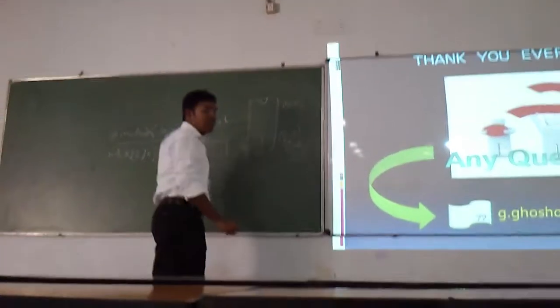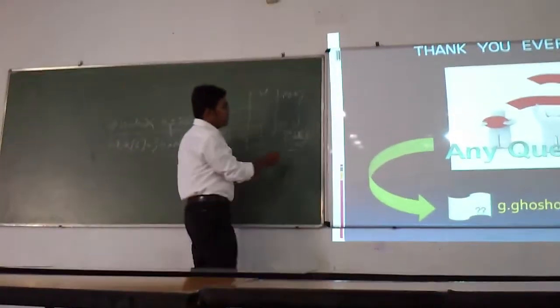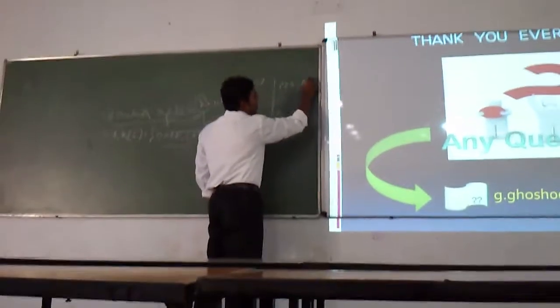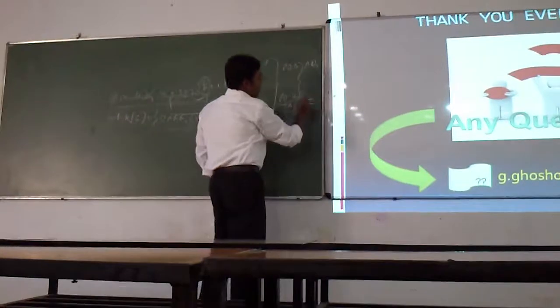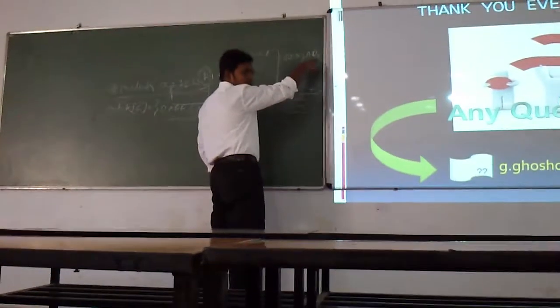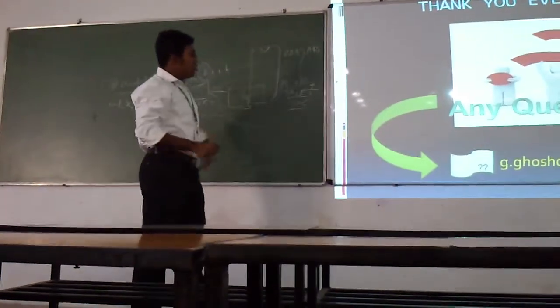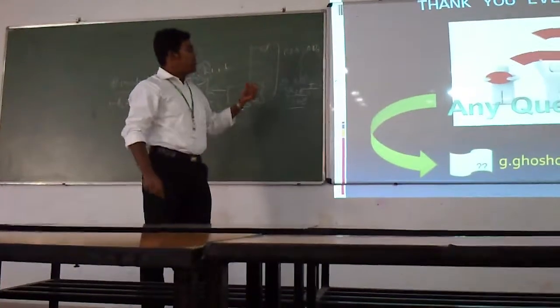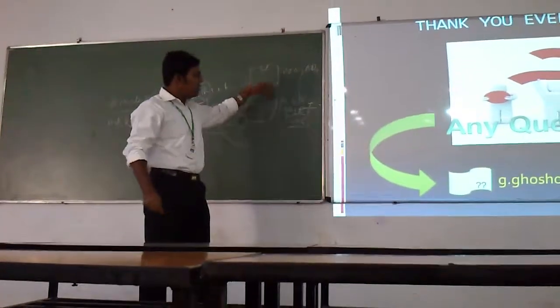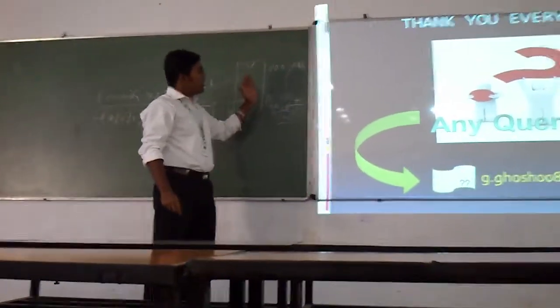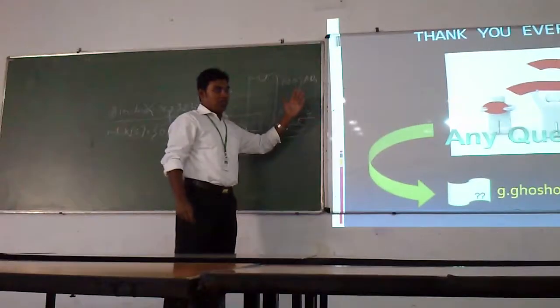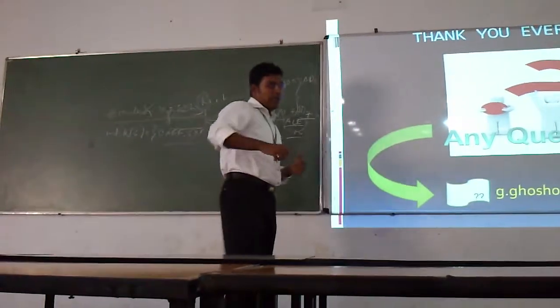ALE means address latch enable. It actually demultiplexes the AD0 to AD7 lines. Address and data bus are multiplexed here. When ALE is 1, that means it receives the address. When ALE is 0, that means it passes the data. So it's called bidirectional.